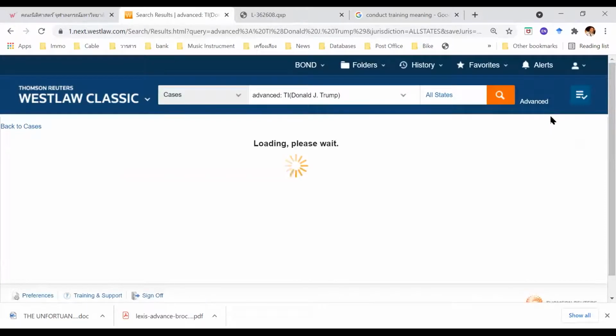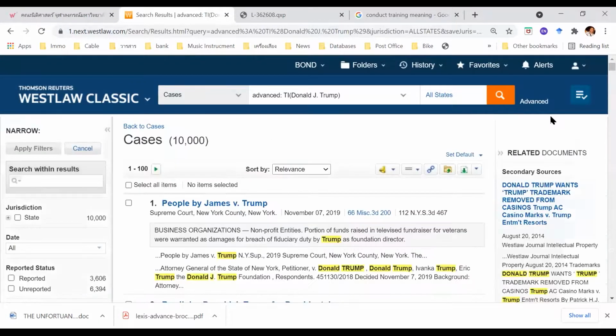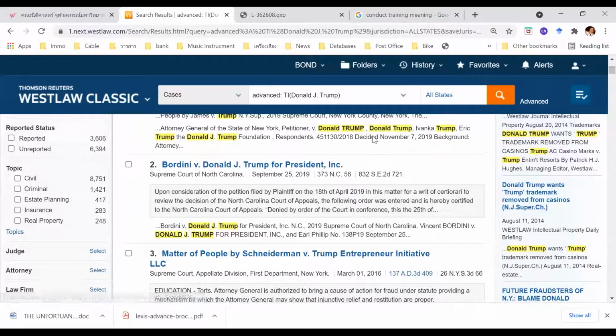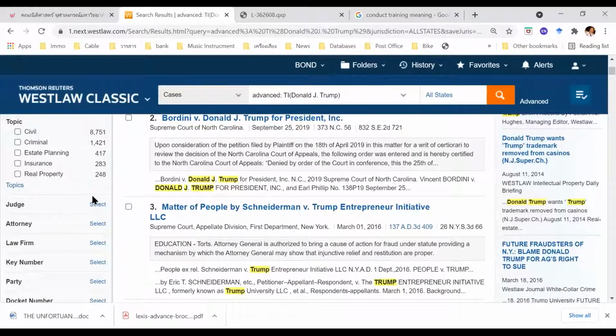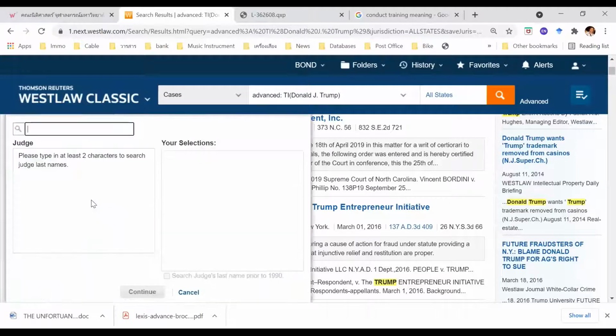It will search for specific cases where the body names contain the words Donald J. Trump. You look at that. Now you can refine to a specific judge. You just select this one and type the judge's name. This narrows it down more.